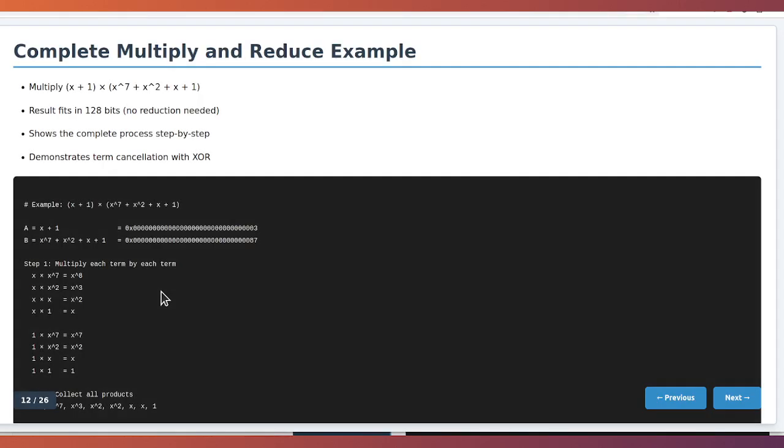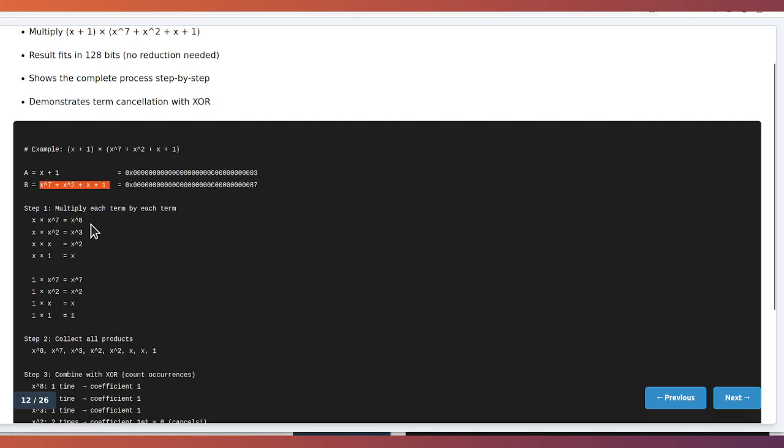Complete multiplication and reduction example. Let us work through a complete multiplication with reduction using small values. We will multiply a, which equals 0x0003, representing x plus 1, by b, which equals 0x0087, representing x to the 7th plus x squared plus x plus 1. First, consider the polynomial multiplication. We have x plus 1 times x to the 7th plus x squared plus x plus 1.